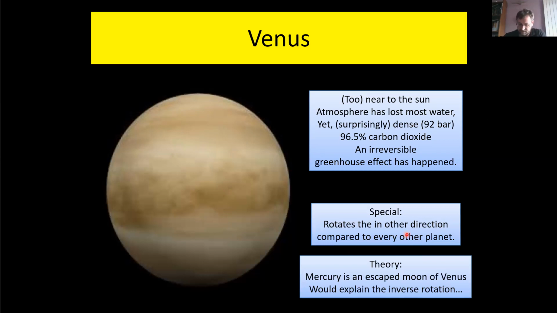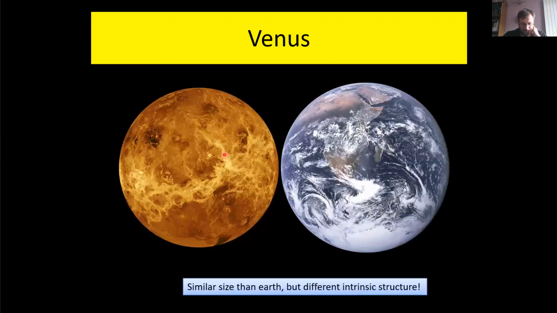Of course, then we have seen it's special. It rotates the other way around, the wrong way around. One of the theories that might explain this is that Mercury would be an escaped moon of Venus, which would explain the inverse rotation. Or that something came relatively close during the formation, and the push happened the other way around. Well, from the size, of course, why could the water escape? Well, we're going to see.